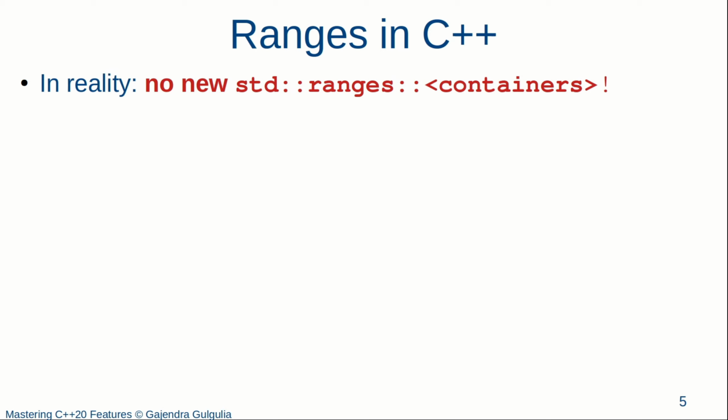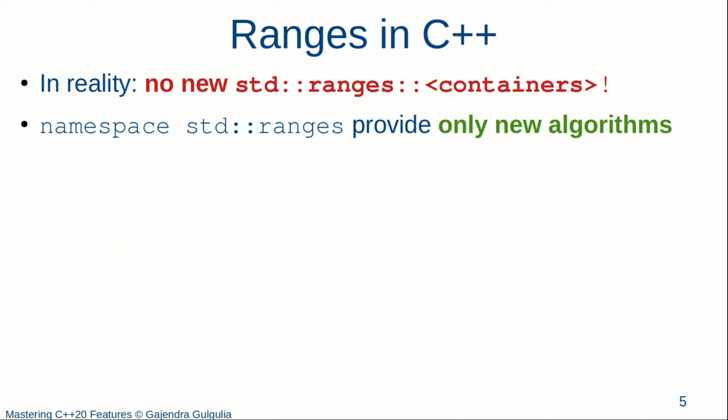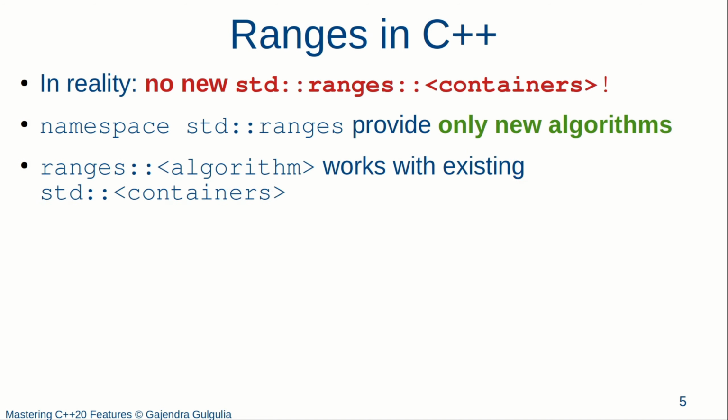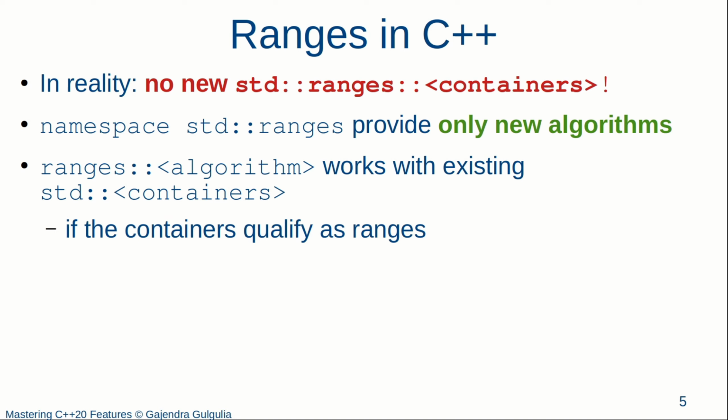In reality, there are no new containers in the namespace std::ranges. The namespace std::ranges provides only new algorithms, and these new algorithms work with the existing standard C++ containers. That is, only if the containers qualify to work with the ranges algorithm. This will become clear in a few minutes when I move to code demonstration.